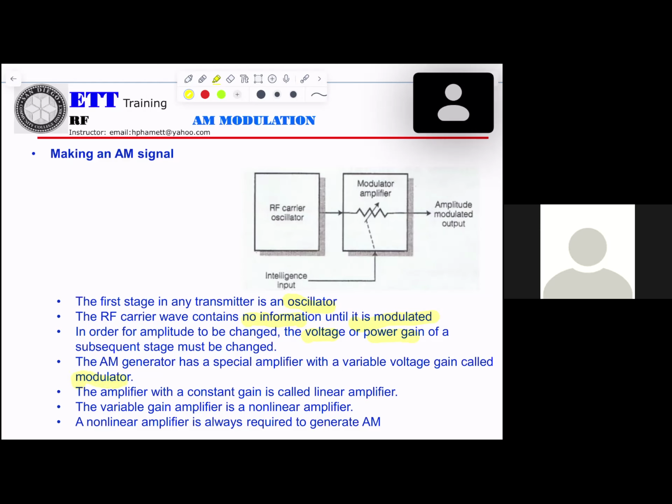Okay, an amplifier with a constant gain is called a linear amplifier. The variable gain amplifier is a non-linear amplifier. A non-linear amplifier is always required to generate AM.